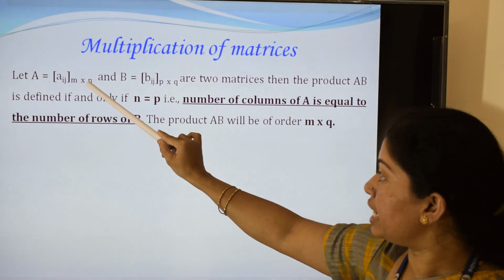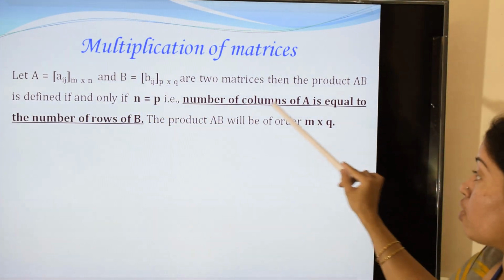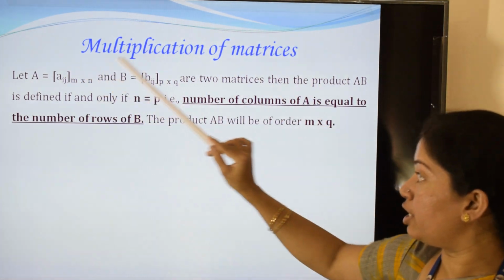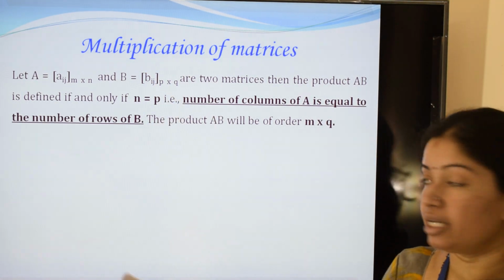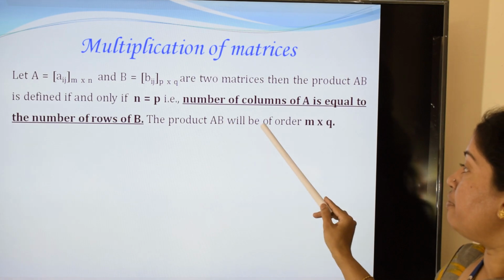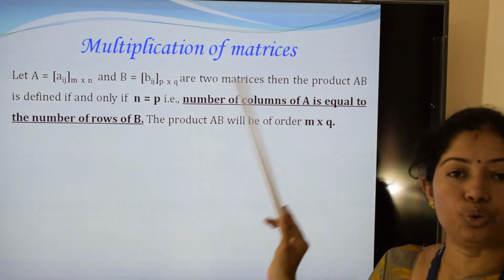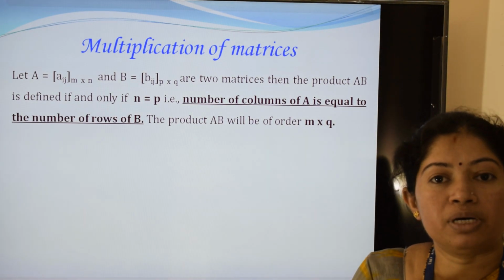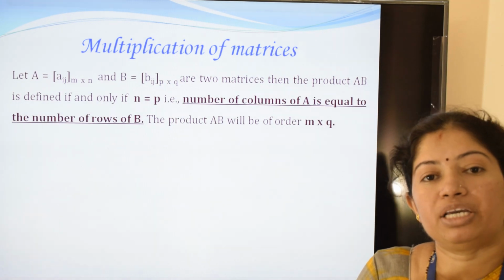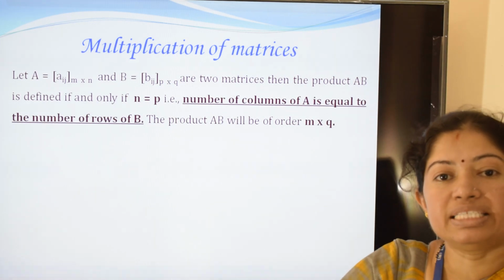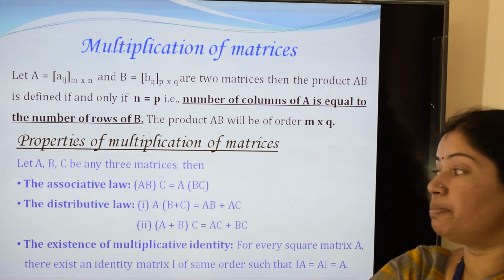What is that? Inside number. This n should be equal to p. What is that n? The number of columns of matrix A should be equal to the number of rows of matrix B. The product AB will be of order the extreme numbers, that is m cross q. So multiplication is possible only when the number of columns of the first matrix is equal to the number of rows of the second matrix. Next, let us see the properties of matrix multiplication.